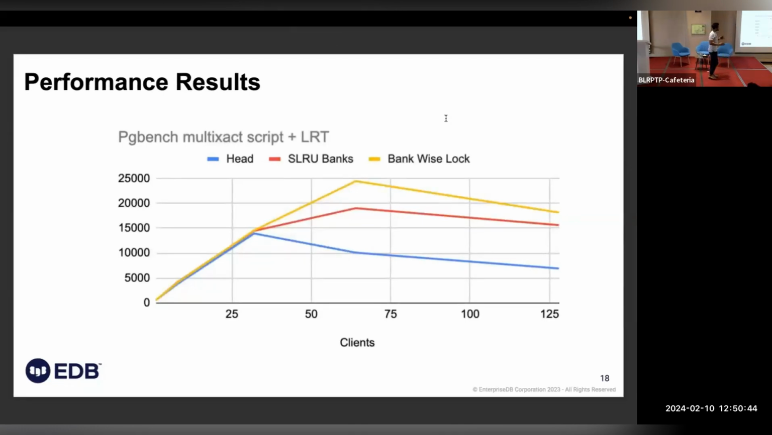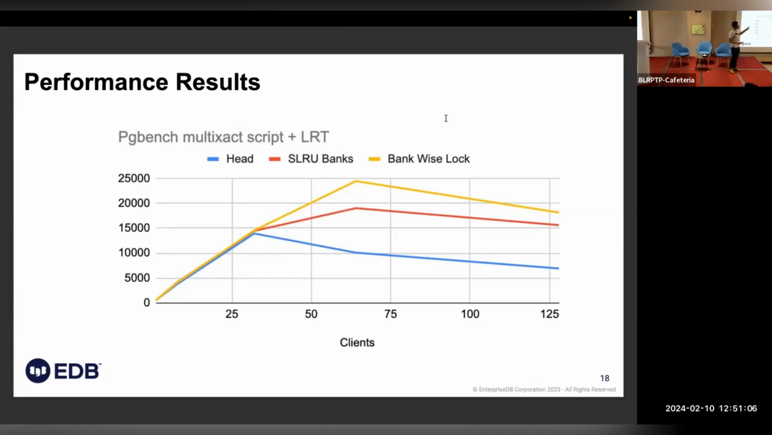So in this test, I am repeating the same test where we are creating a lot of multi-xact and also running a long running transaction concurrently, which I'm calling here LRT in short. So you see the performance numbers on head. After a certain number of clients, if you see, after 30, it is completely dropping down very fast.